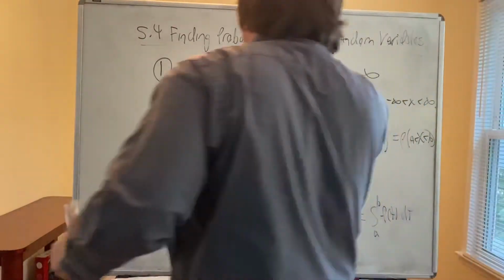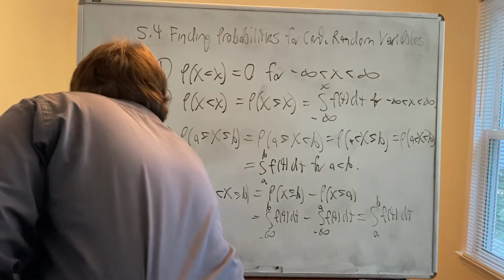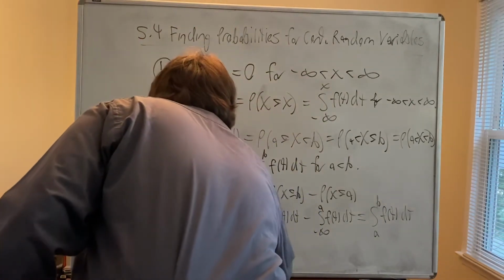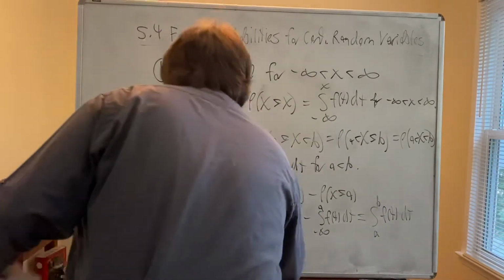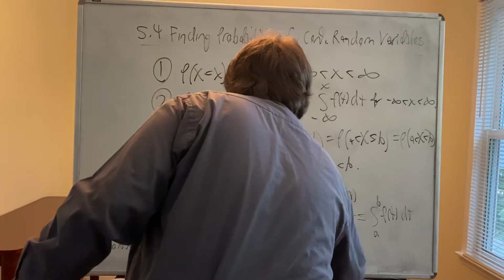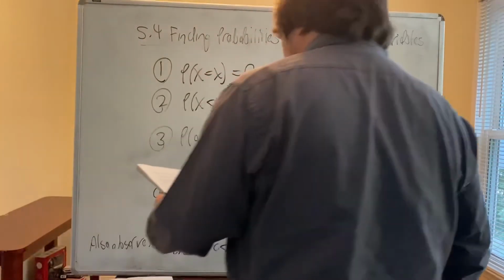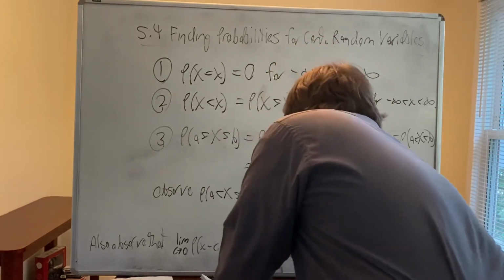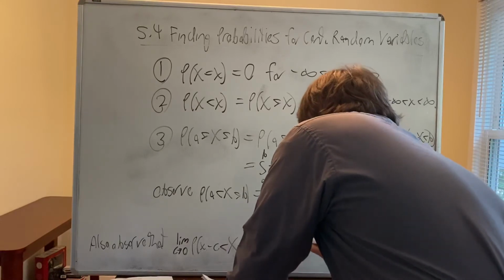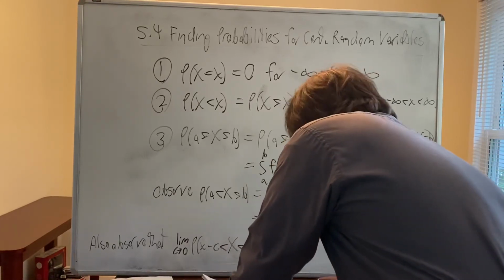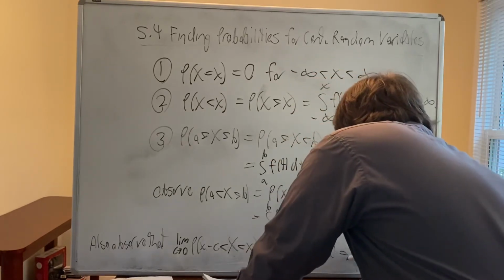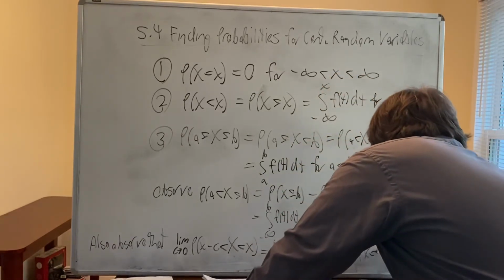Okay, another thing to observe, that the limit as c approaches 0 of the probability that little x minus c is less than capital X, less than or equal to little x, is equal to the limit as c approaches 0 of the integral from x minus c to x of f of t dt, and that is equal to 0, and that implies that the probability that X is equal to little x is 0.